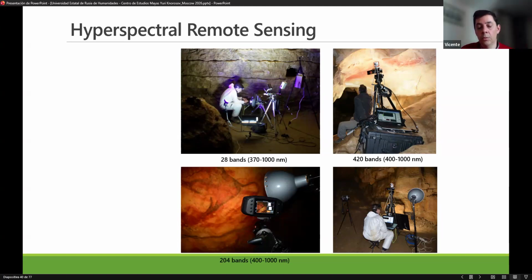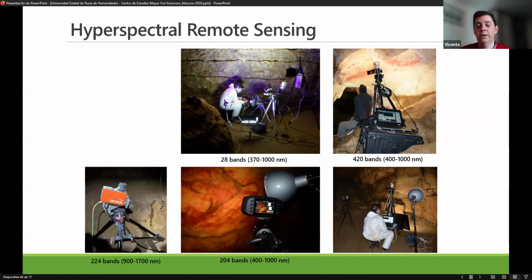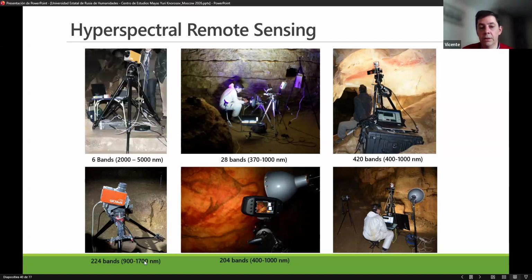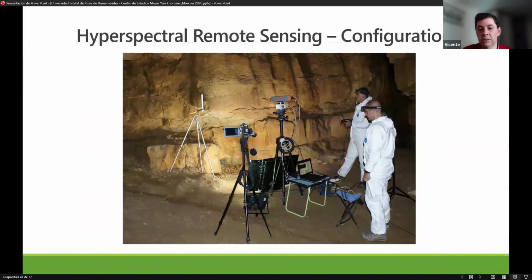So if you need to work in another region, you could use cameras that work beyond the visible spectra. This is a camera working between 900 and 1700, or even 2000 and 5000 nanometers. This is a filter wheel cooled camera. Okay, this is a prototype. And basically, what you try to get is what you cannot see or the eye cannot give you. Okay, I'm going to show you some examples.